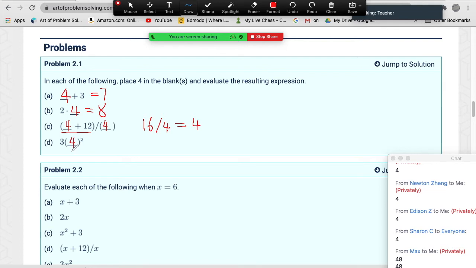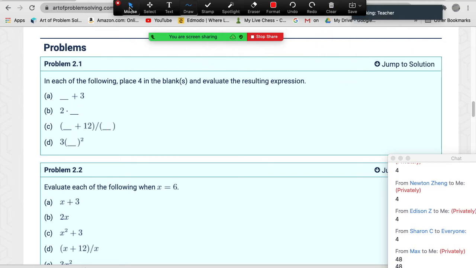Now let's calculate D. If you put a 4 here, what do you get? Okay, let's see, Max is correct. Who else? So this one will be 4 squared times 3. The square, that's exponent, right? Exponent has a higher priority than the multiplication. So that means you need to do 3 times 16. Then this one equals 48. Correct answer is 48. Okay, very good.